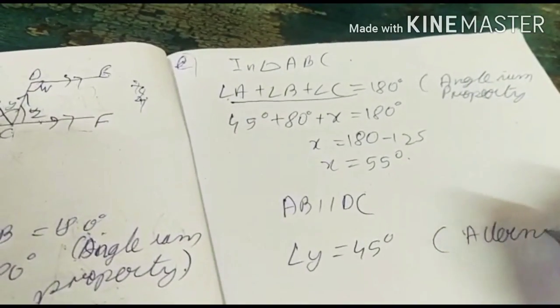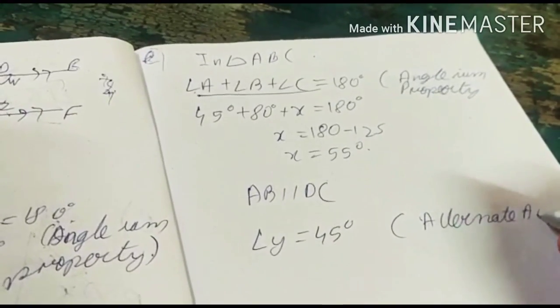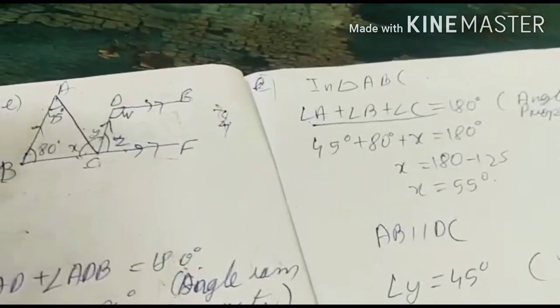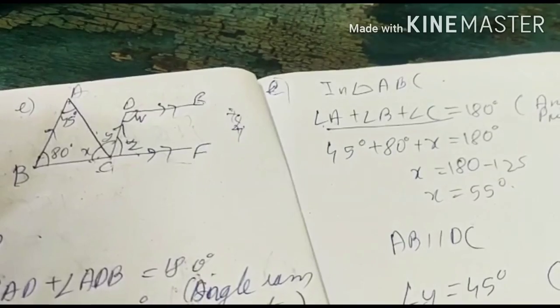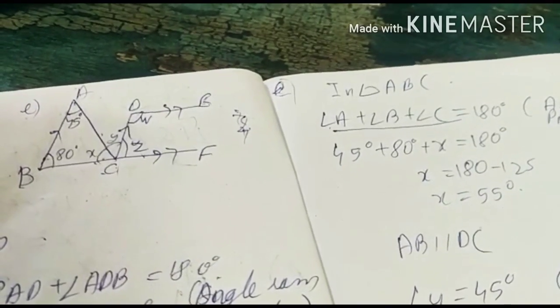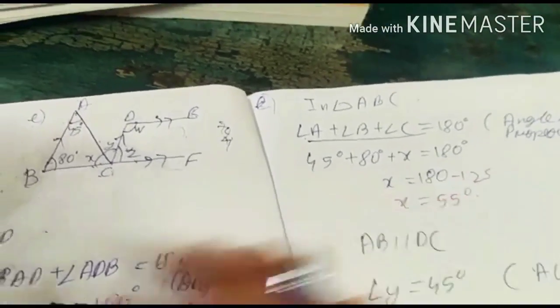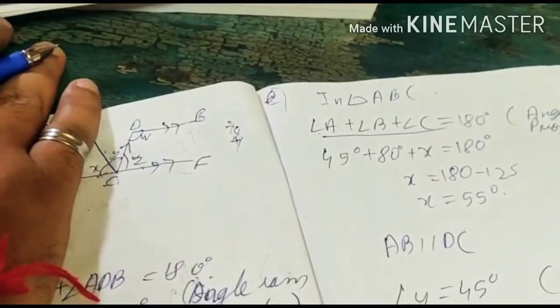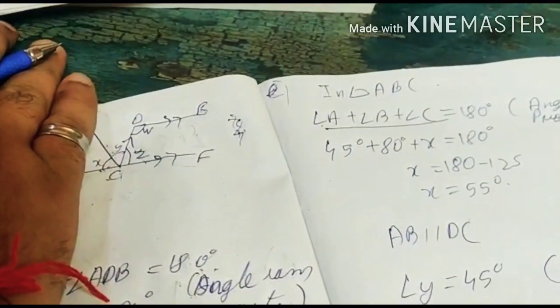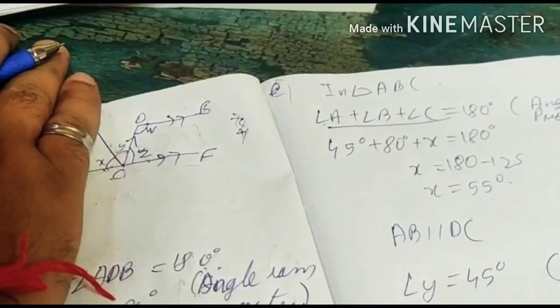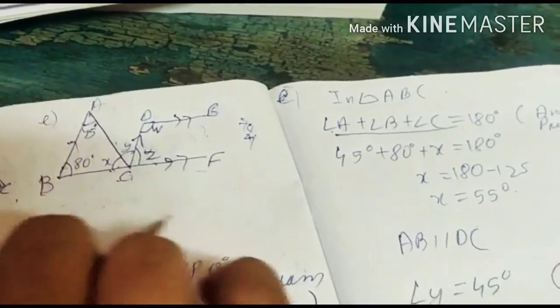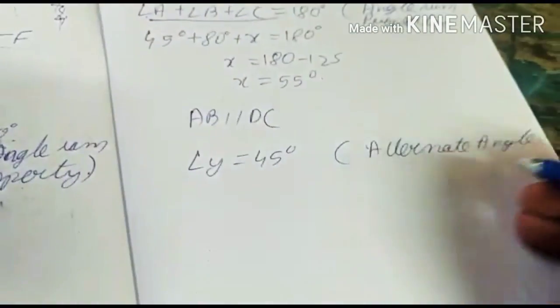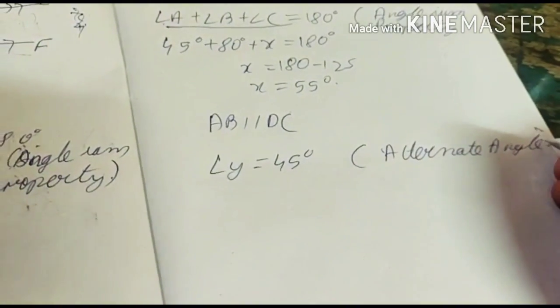Alternate angle. Okay, I've got the Y also. So if we check here, angle X plus Y plus Z, they are on the same straight line. Like this is alternate angle.